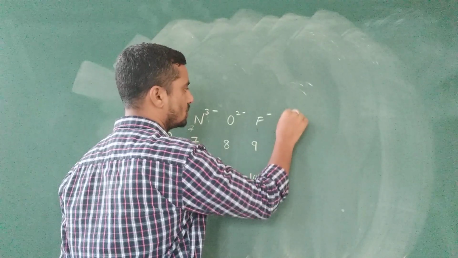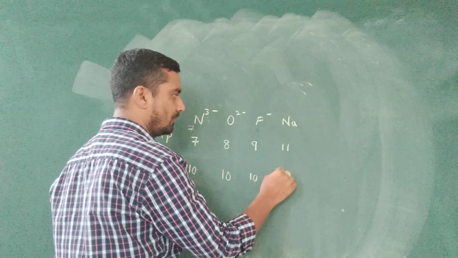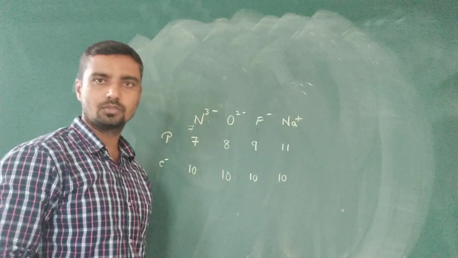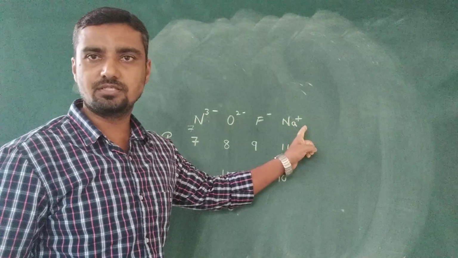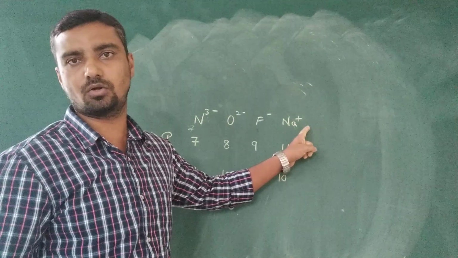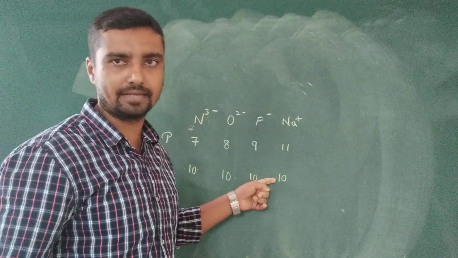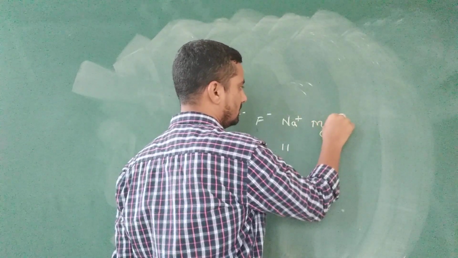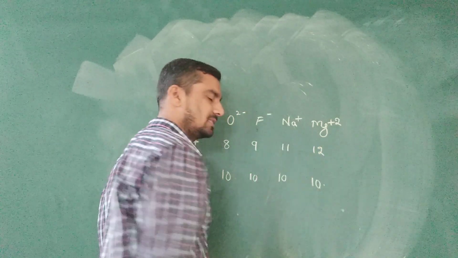Then sodium: atomic number is 11, there are 11 protons. If we go for Na plus, it indicates the loss of 1 electron. Thus plus indicates the deficiency of electrons. Atomic number is 11, we have to reduce 1 electron, that is 10. Then Mg plus 2: atomic number is 12, so we have to reduce 2 electrons, that is 10.